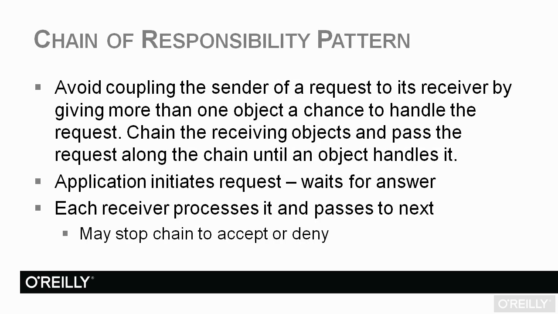Chain of responsibility has a really long description in the Gang of Four. You want to avoid coupling the sender of a request to its receiver by giving more than one object a chance to handle the request. And we want to chain the receiving objects and pass the request along the chain until an object handles it. Very simply, what this means is the application is going to initiate a request with essentially the first receiver or approval in the chain of command, and then wait for an answer. Each receiver of that request will then pass along the request to the next receiver, or it may stop the chain and return to the application either accept or deny, or whatever the appropriate response should be.